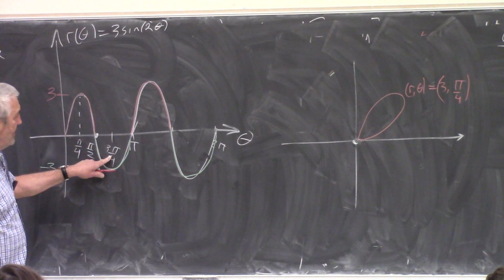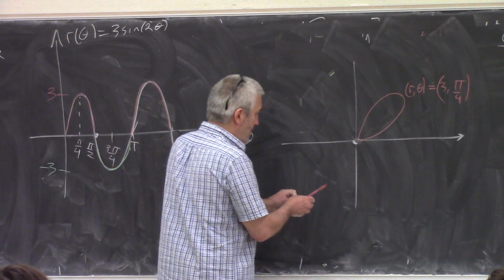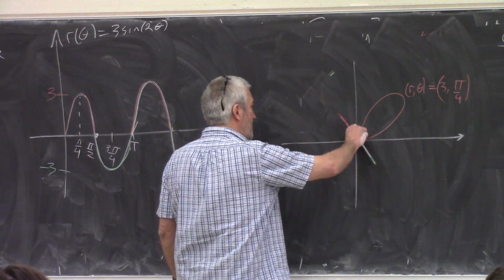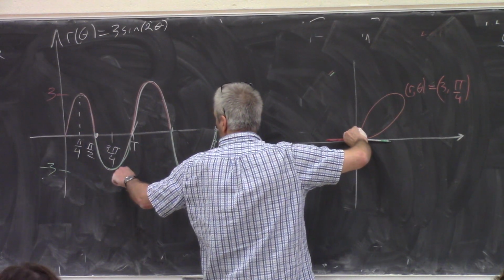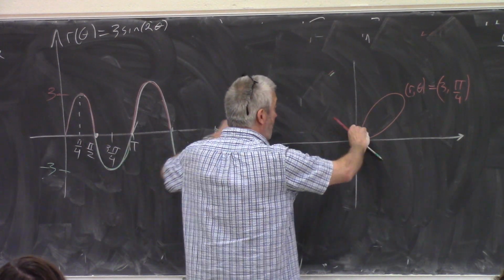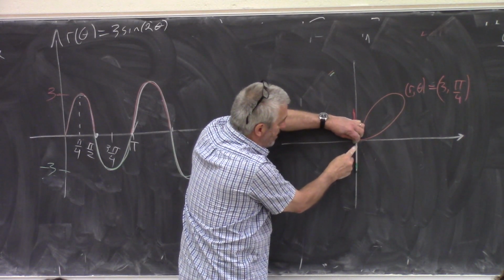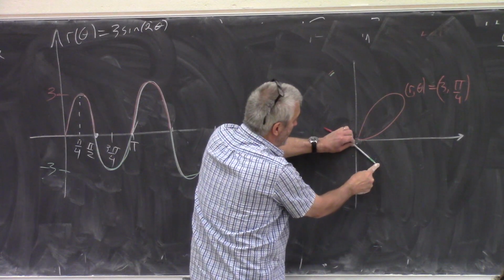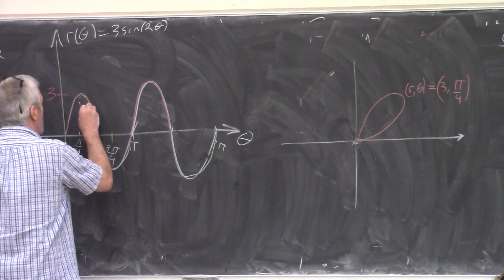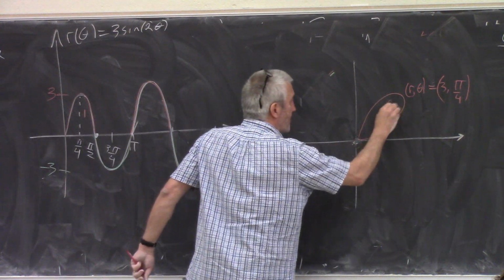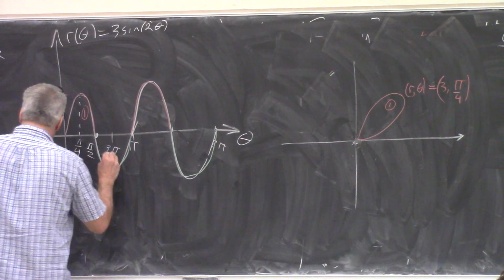Now what happens? We continue sweeping from pi over 2 to pi. But here r goes down to negative 3 and back up. That means we're going to be out on the back ray. So r starts at 0, gets as big as negative 3, and gets back to 0. So I'm going to color this lobe red. This is lobe 1. And I'm going to color this green lobe 2.